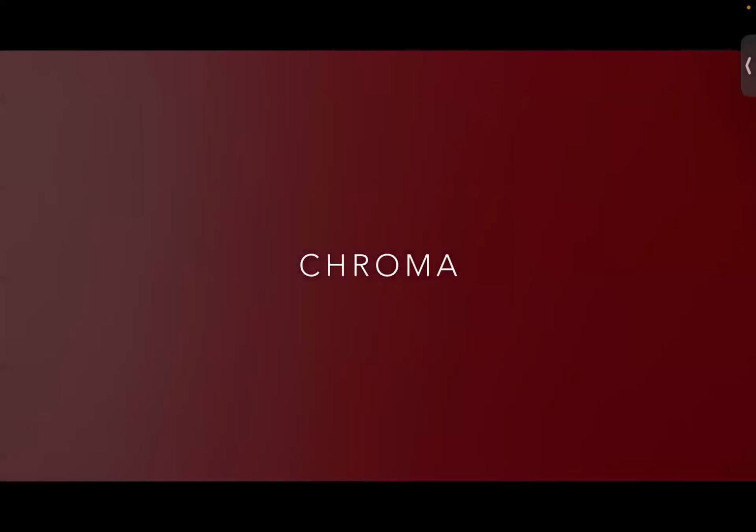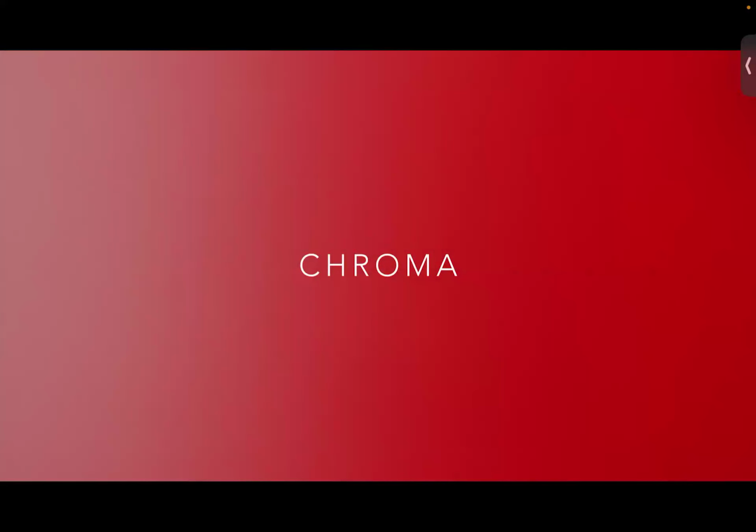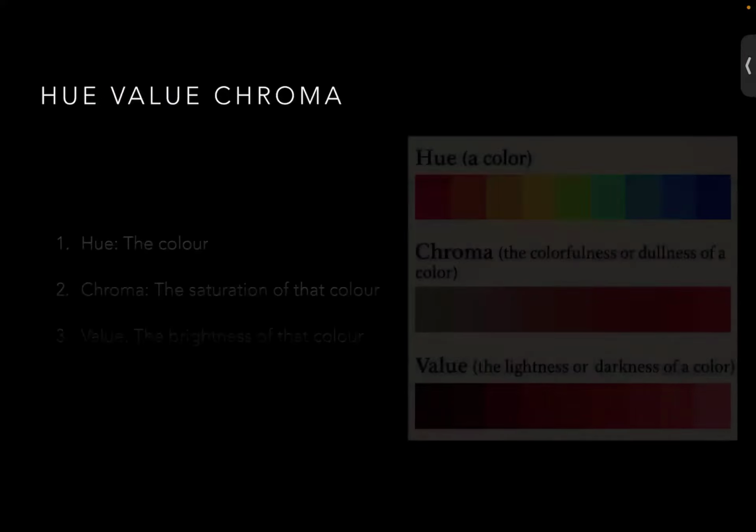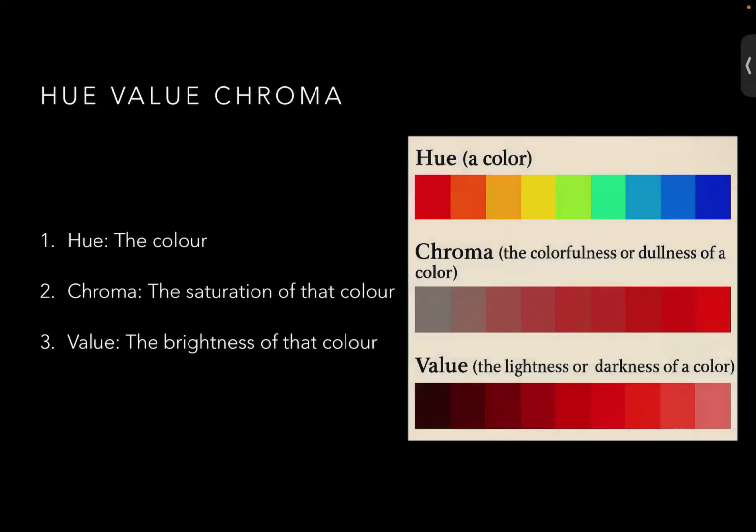Now, when we go into chroma, chroma is the saturation of that color. Let's take red for example. Low chroma is low saturation. High chroma is high saturation. Value, on the other hand, is the brightness of that color. High value is bright. Low value is darker. Okay. So let's just revise this once. Hue is the color. Chroma is the saturation of that color, and value is the brightness of that color.